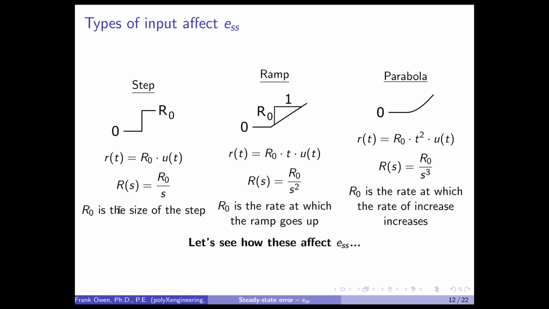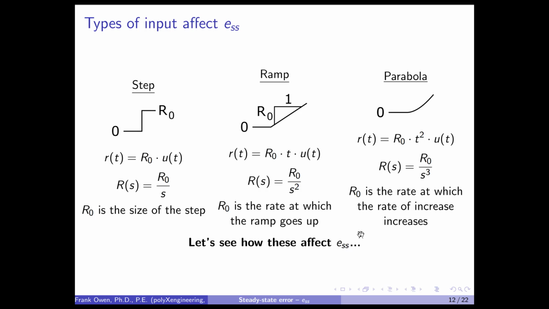Now, the practical way of thinking of these is that for the step, R0 is the size of the step. It's how much it jumps up. Here, for the ramp, R0 is the rate of increase. It's the slope of the ramp curve. And increasing in complexity, with the parabola, R0 is the rate at which the rate of increase increases. You can think about that if you want to, but don't lose too much sleep over it. We're just learning how to use this here.